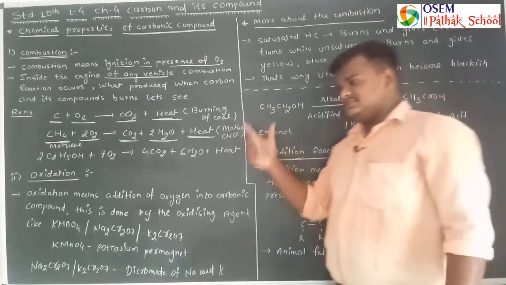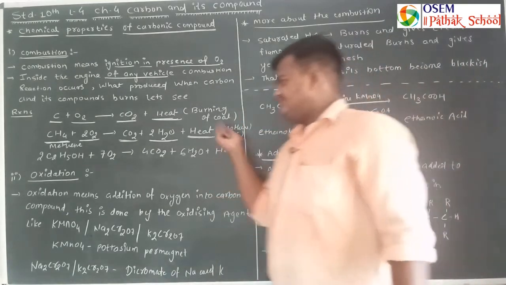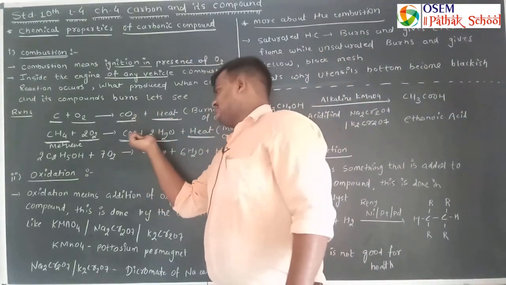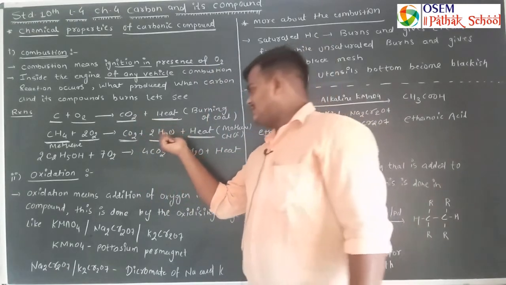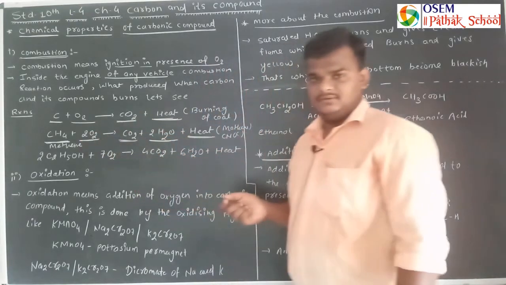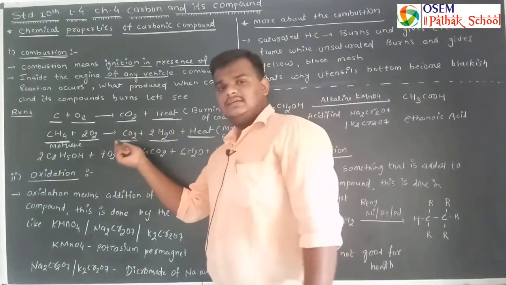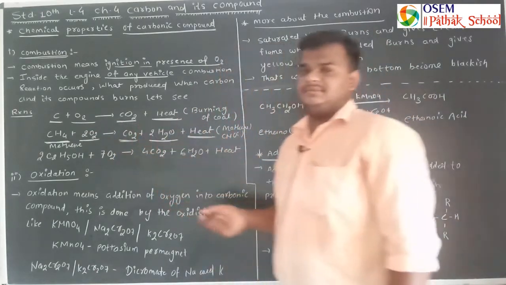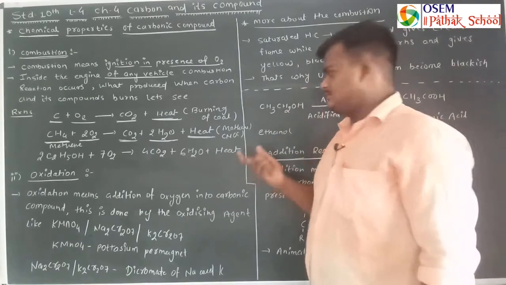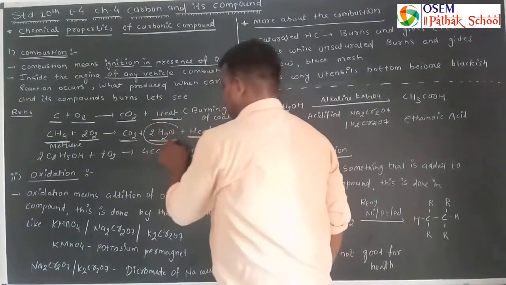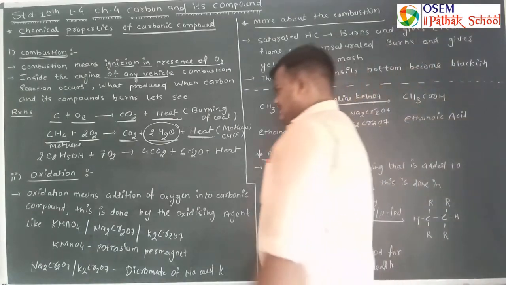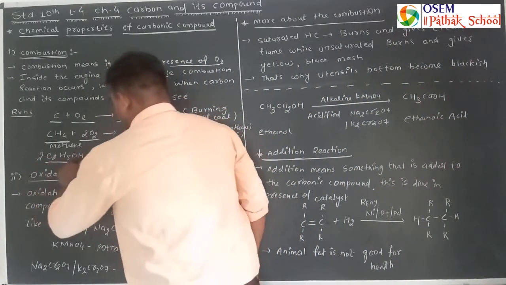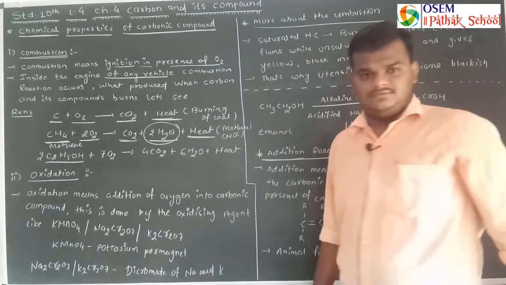Burning process of CNG. When CNG burns, it generates carbon dioxide plus water. That's why we can say it is a biofuel. It is biologically good for the environment, methane gas or CNG gas, because it generates water molecules here. Last example is the burning process of ethanol.